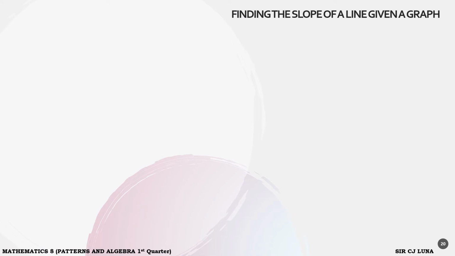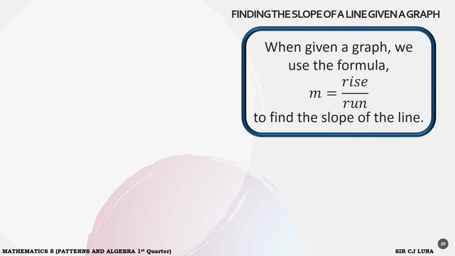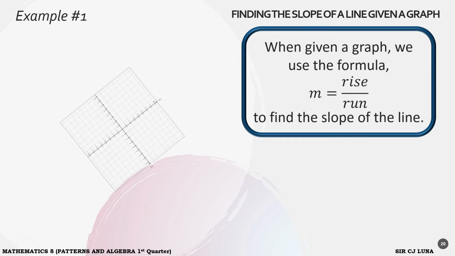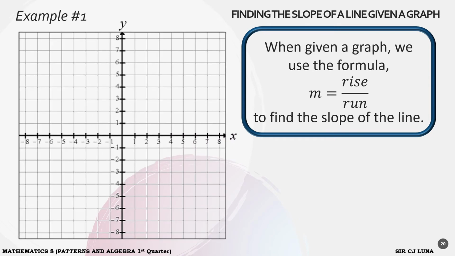How do we find the slope of a line if the given is a graph? When given a graph, we use the formula m is equal to rise over run to find the slope of the line. Okay? So here, we have example number 1. We have to identify or locate 2 points in the graph. This is our graph. It is decreasing. So in the graph, it is labeled as point 1 and point 2.